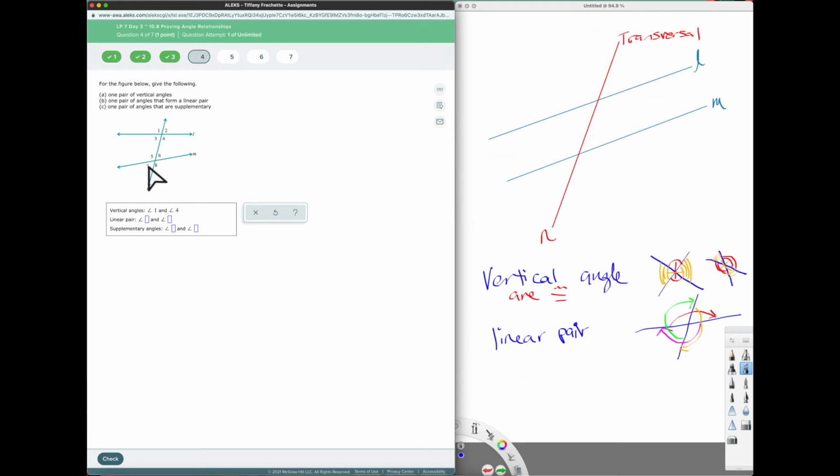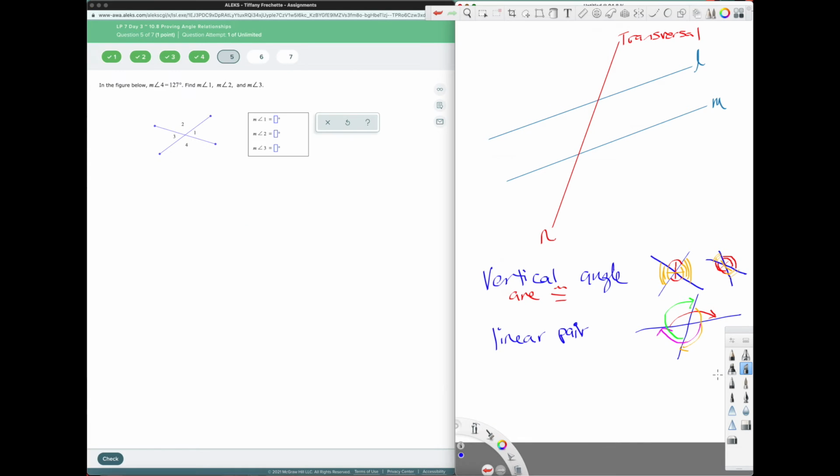A linear pair, so if I go back to 1, I'm going to go 1 and 2. Again, I could have gone 1 and 2, 2 and 4, 4 and 3, 3 and 1, or I could go down here and do the same thing all the way around. So there's a lot of options on this one. And then supplement, since I know linear pairs add up to 180, I'm just going to use those same 2 angles. Why not? All right.